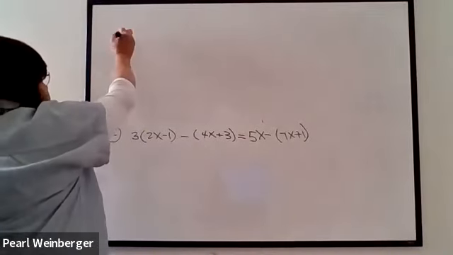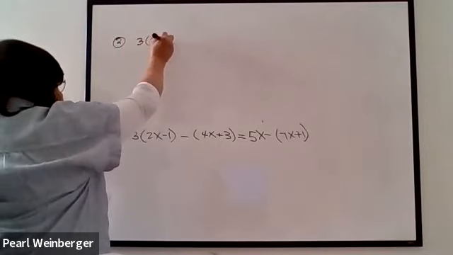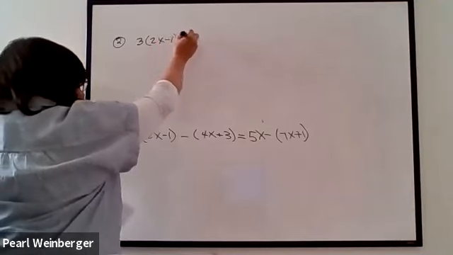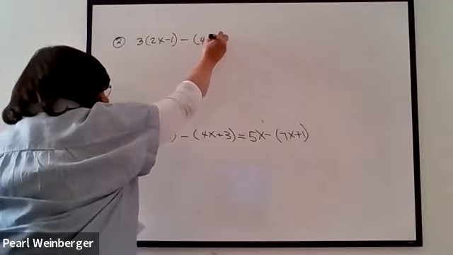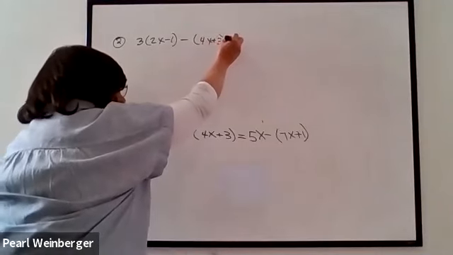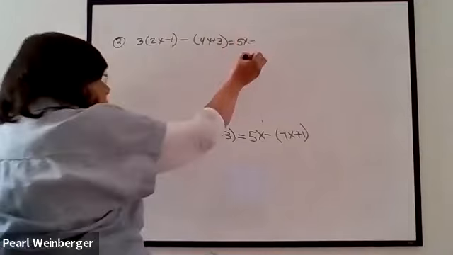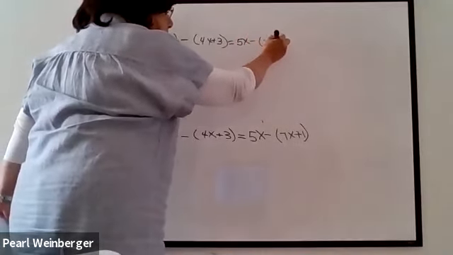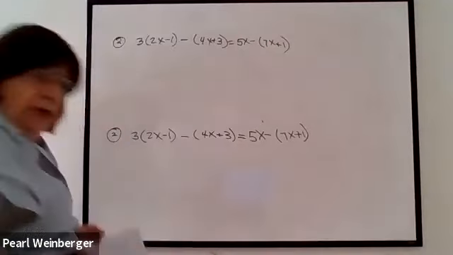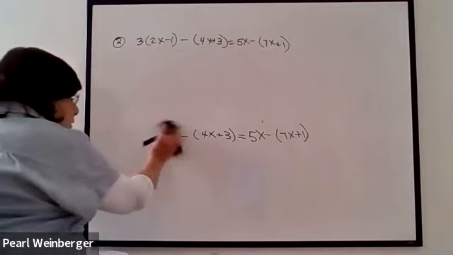Here is question number 2. We have 3 times parentheses 2x minus 1, minus parentheses 4x plus 3, equaling 5x minus parentheses 7x plus 1. Okay. That's the question. And we want to solve this equation as well.